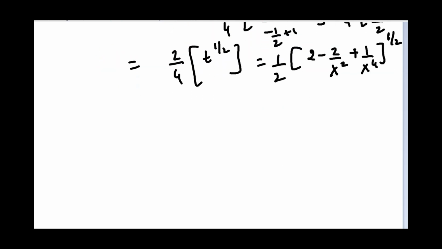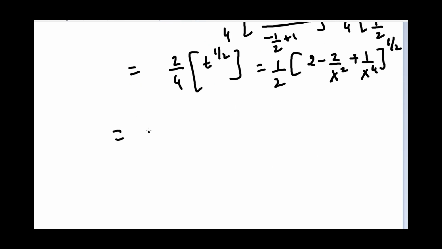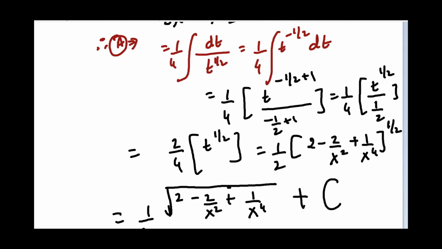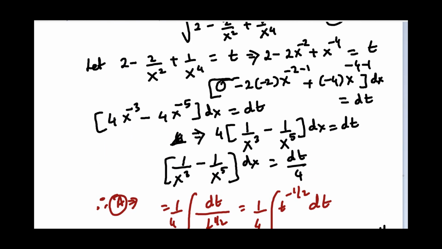Final answer: this is equal to 1 over 2 times the square root of 2 minus 2 over x squared plus 1 over x to the power of 4. Since it's an indefinite integral, you have to add the arbitrary constant. So this is the final solution for this particular question.